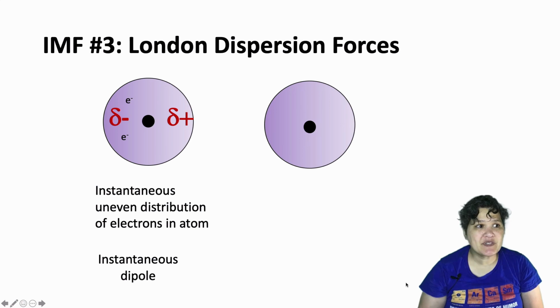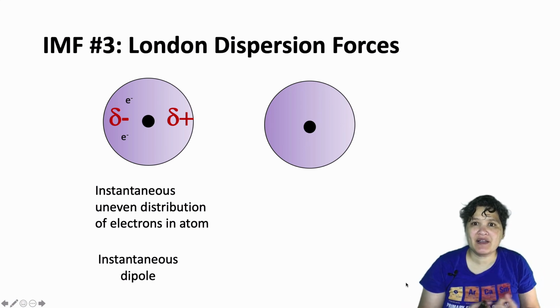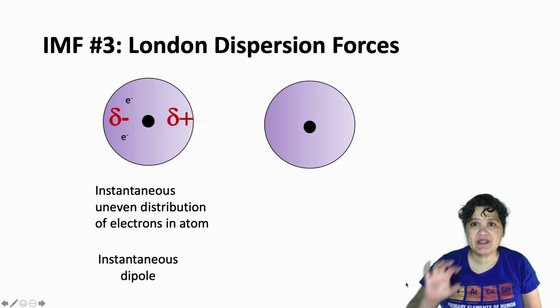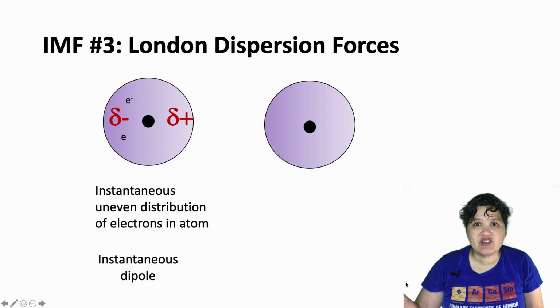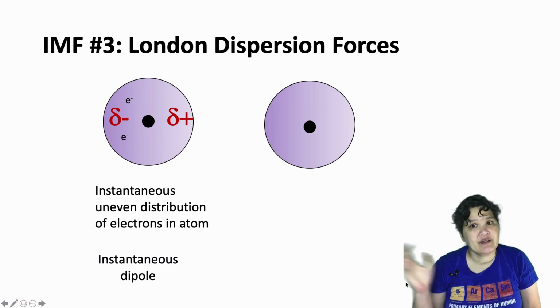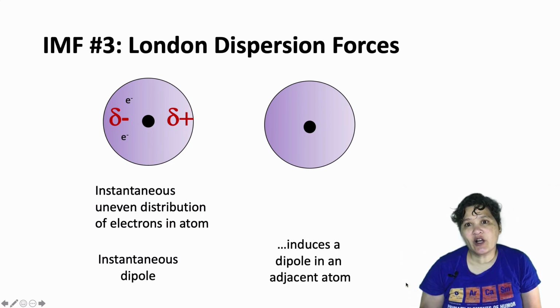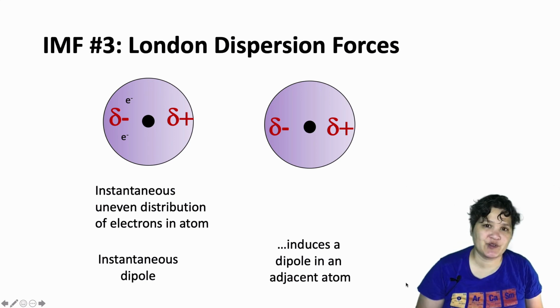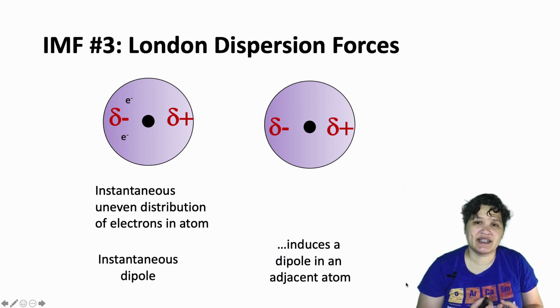Now, if that atom happens to be next to another atom, what can happen is, because you have that positive charge, very small positive charge, but a positive charge on one side of the atom, that can actually pull electrons towards it in the adjacent atom. And we call that an induced dipole. And so it's going to pull electrons to one side, and that will give it a partial negative charge. And guess what? Now we have a partial positive charge, a partial negative charge that are connecting with each other. And that's the force.